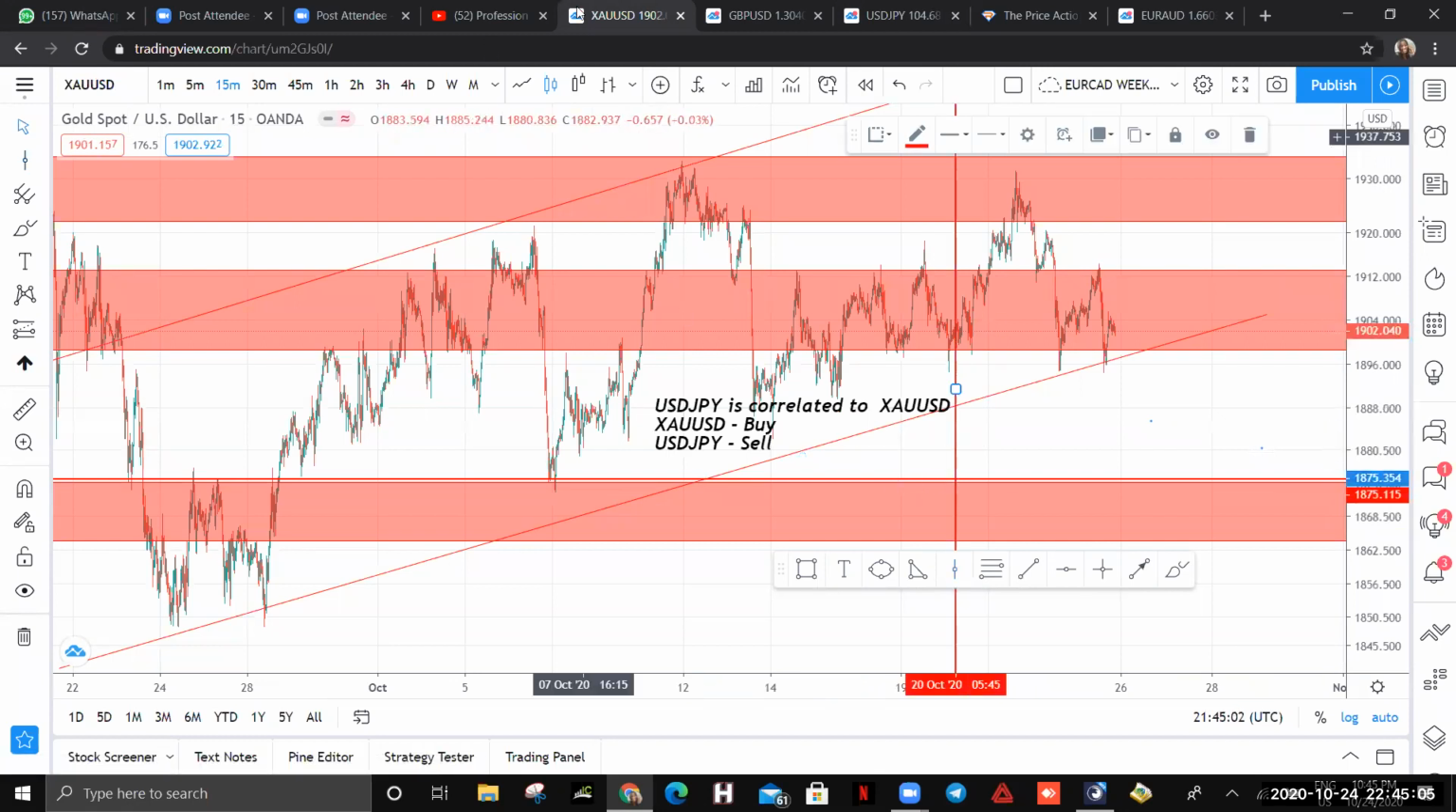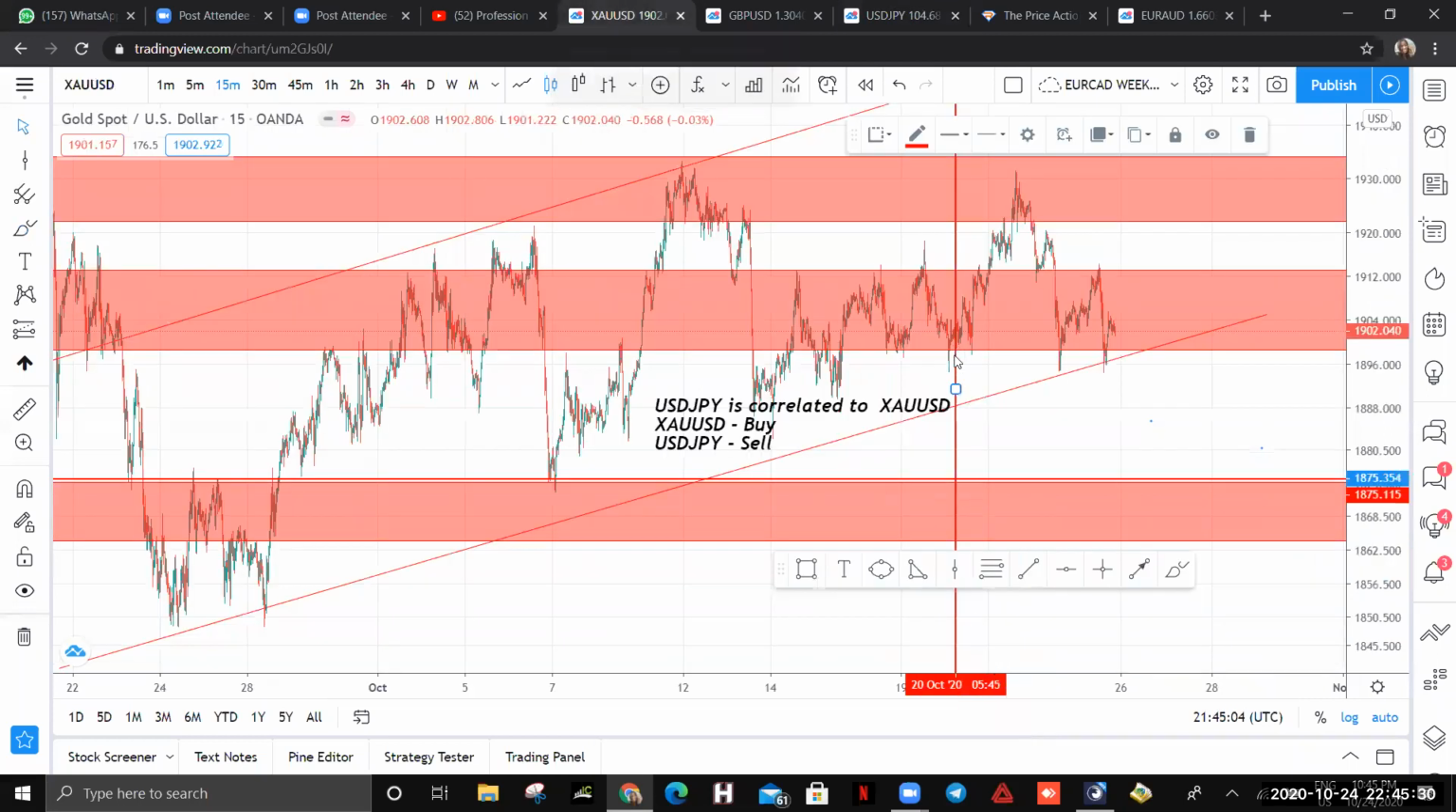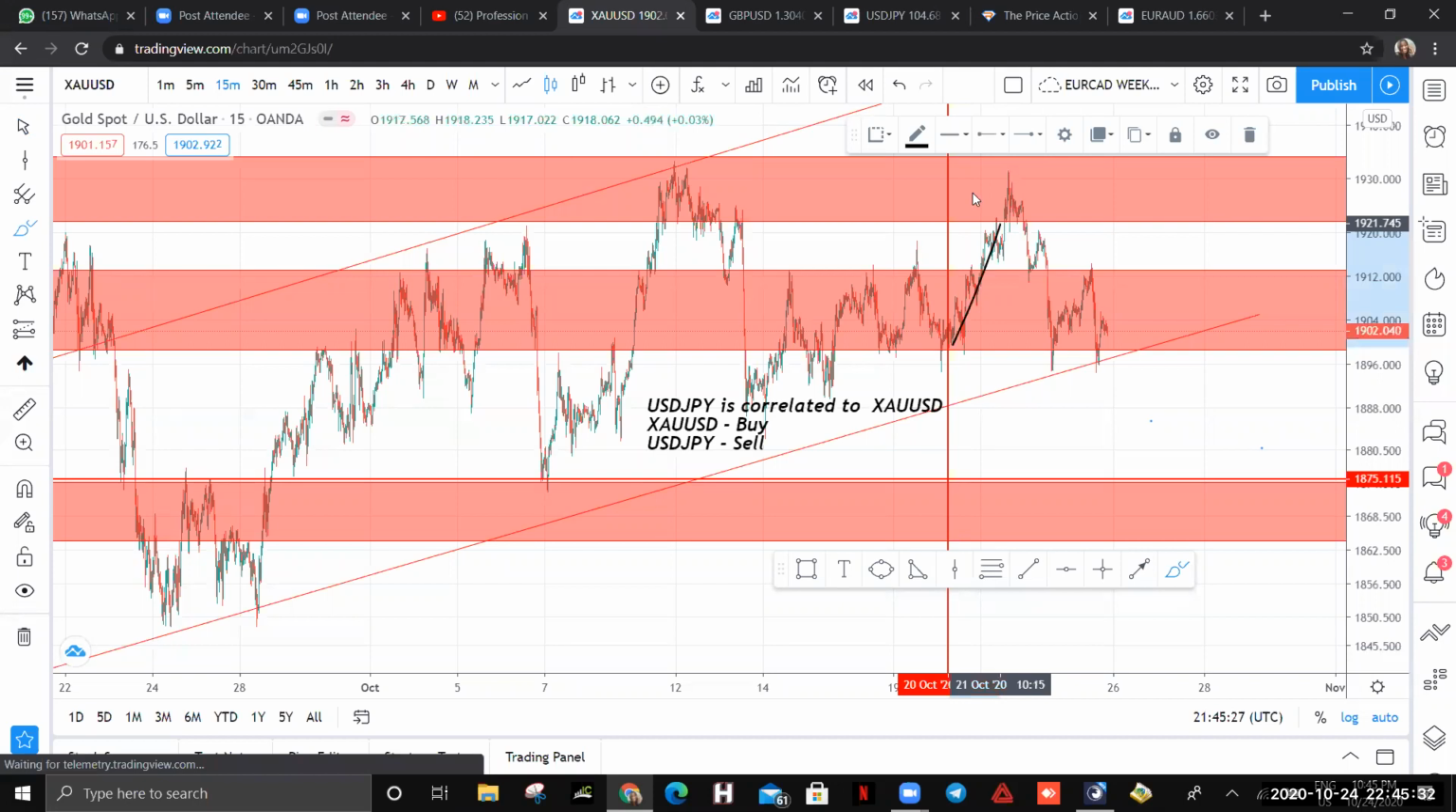Okay. Now look at USD JPY. On the 20th of October, look at my screen here. This thing did what? Dropped. Like this. Now, from my drawing, this is 20th October. This will happen. It went what? Up. So they are opposite each other.